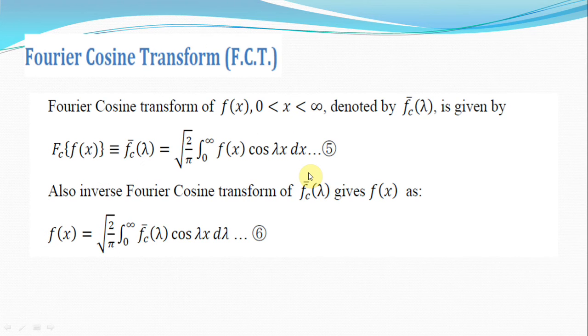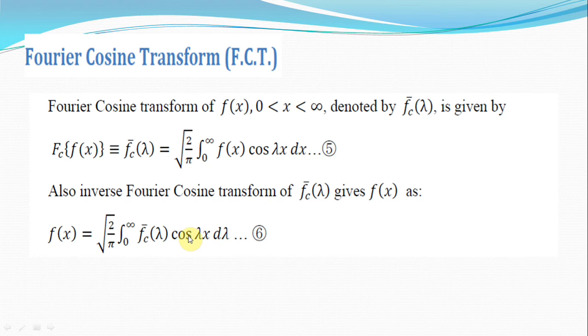Similarly, we have the Fourier cosine transform. Fourier cosine transform of f of x is denoted by fc bar of lambda. Another notation is Fc of f of x. We read it as Fourier cosine transform of f of x, which is equal to root of 2 by pi integral 0 to infinity f of x cos lambda x dx. And the inverse Fourier cosine transform of fc bar of lambda is represented by f of x, which is equal to root of 2 by pi integral 0 to infinity fc bar of lambda into cos lambda x d lambda.